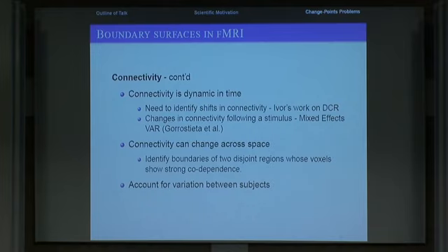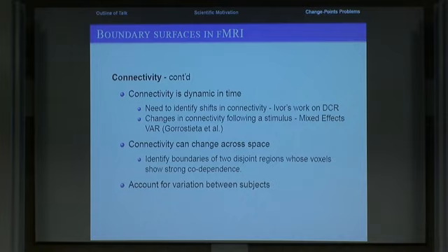Perhaps you might look at identifying the boundaries. If you have two disjoint regions, you want to identify voxels that are highly codependent with another set of voxels in another region, and then derive boundary surfaces based on that, instead of just looking at the boundary with respect to the mean. And then accounting for variation between subjects is a very tricky thing.